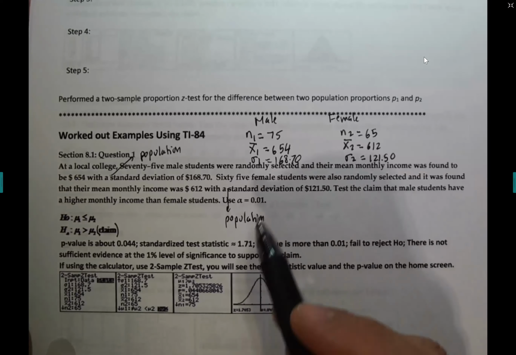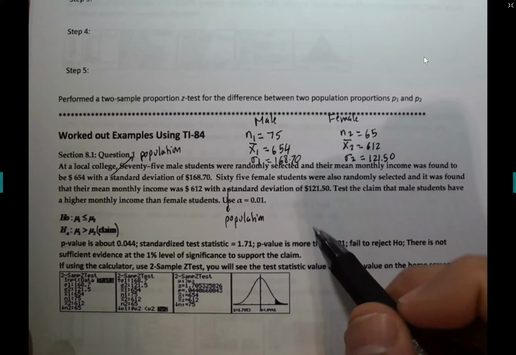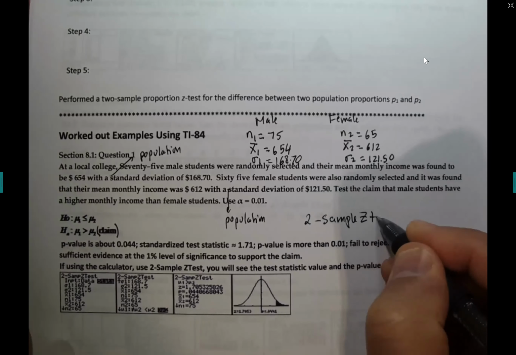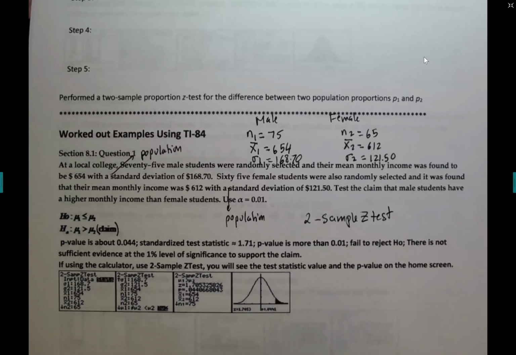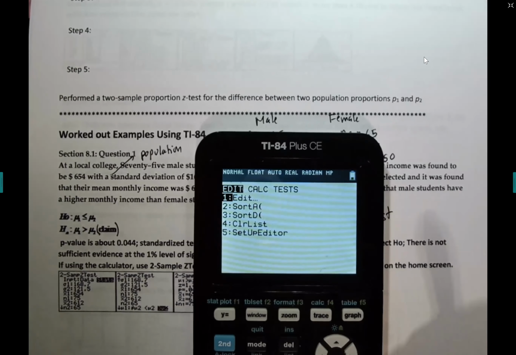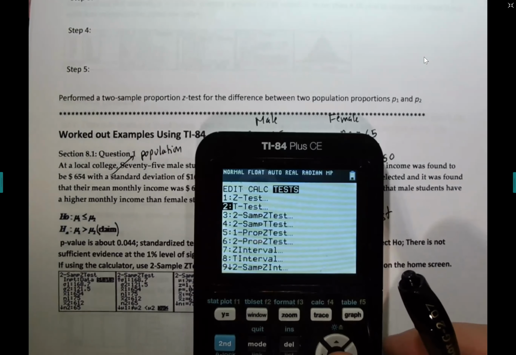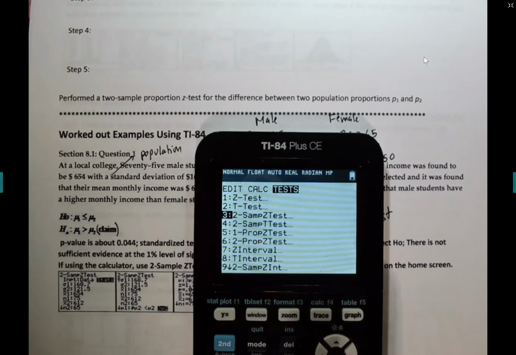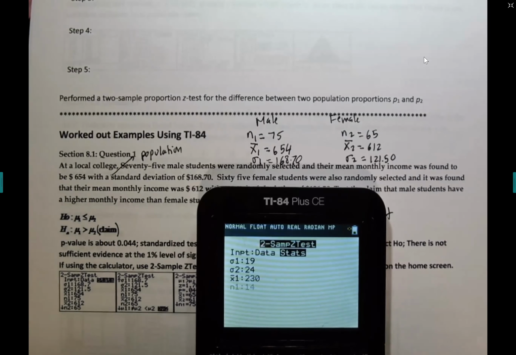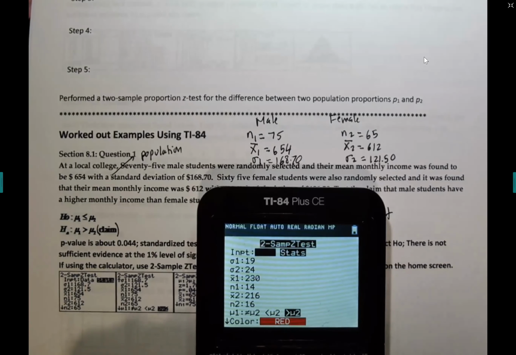Since population standard deviations are given, guys, you have to use a 2-sample z-test. I already have the calculator screenshots, but let me show you how to do the problem. It's not difficult at all. So you go to stat, you go to tests, and 2-sample z-test. It's number 3, guys. Enter. Stats, summary. I don't have data here.